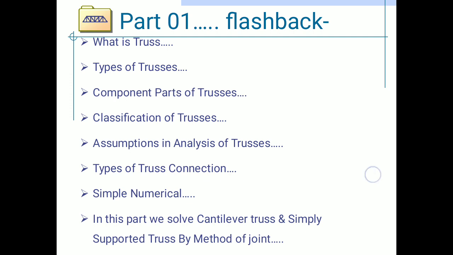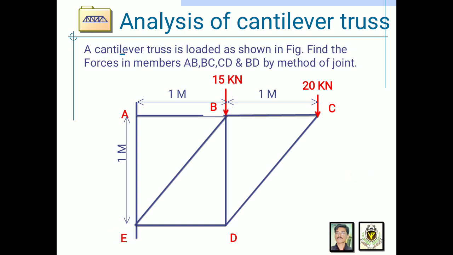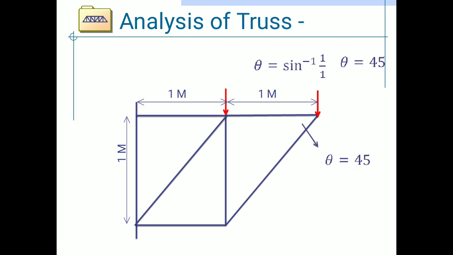Let's see first the analysis of cantilever truss. This is one cantilever truss as shown in figure. There are two forces, 15 kN and 20 kN, acting at joint B and joint C as shown in figure. Now we calculate the forces in the different members.